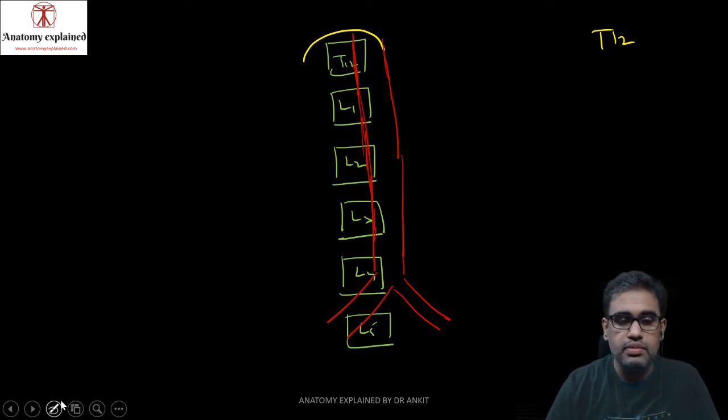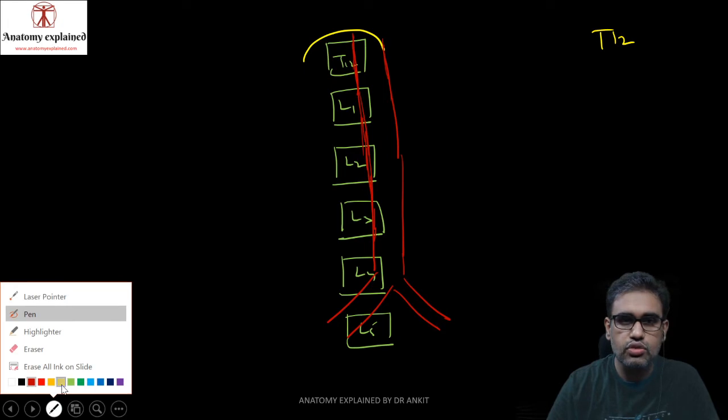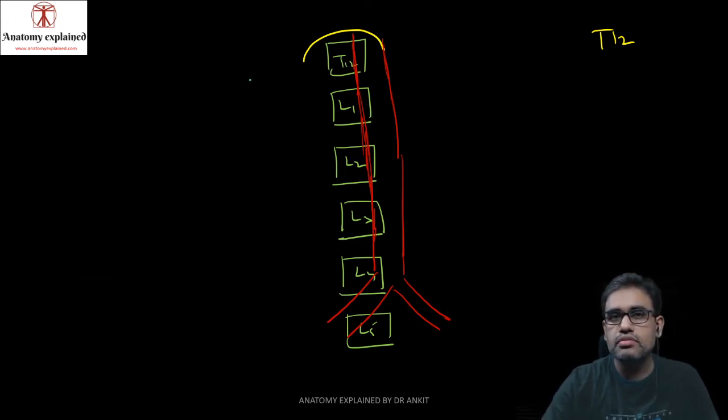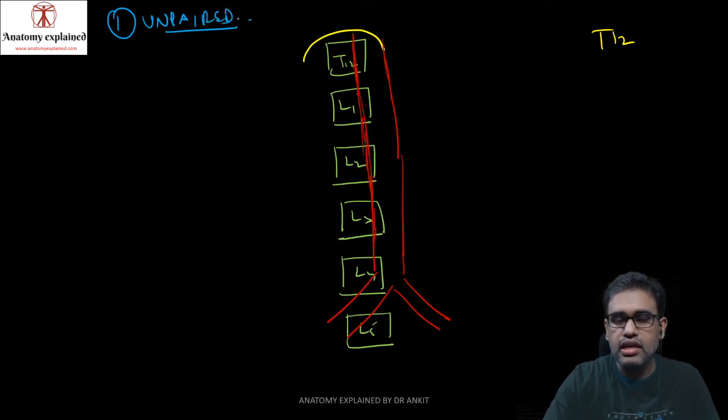Now how to learn its branches? First of all, let's start sequentially. If we start with the branches to the gut part, we said the gut will be supplied by unpaired branches. So these branches going to the gut will be unpaired, and these will be visceral branches going to the viscera. So unpaired branches to the viscera are three: foregut, midgut, hindgut.